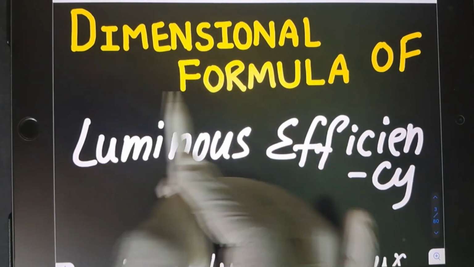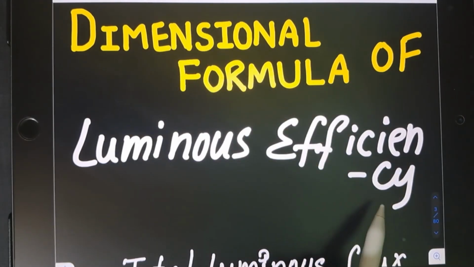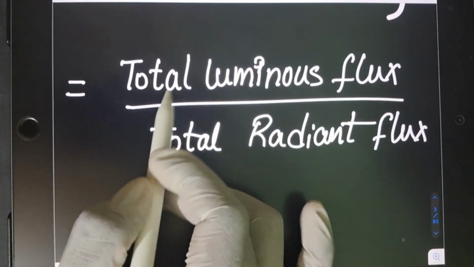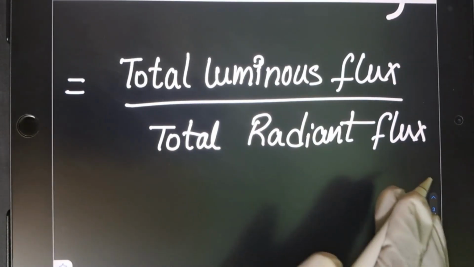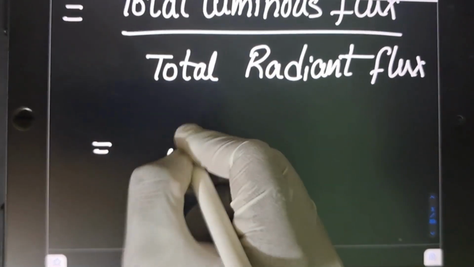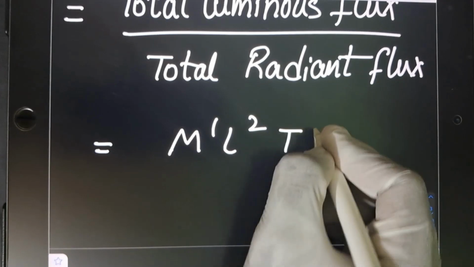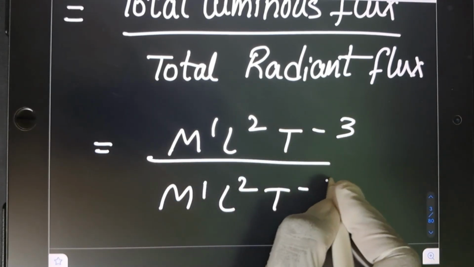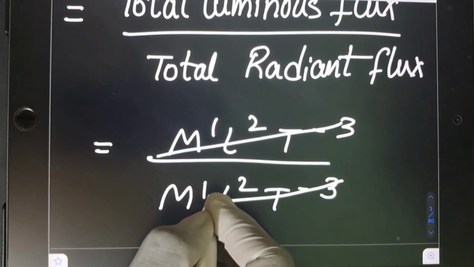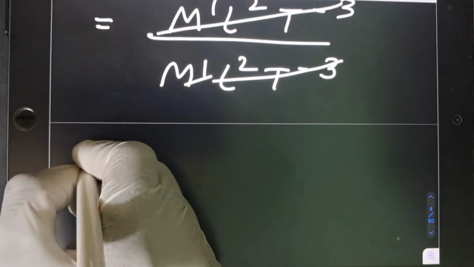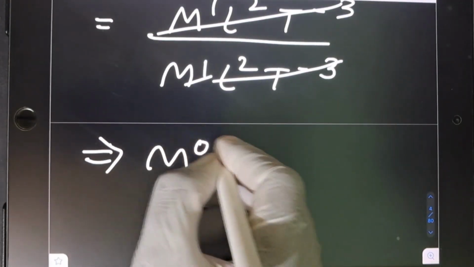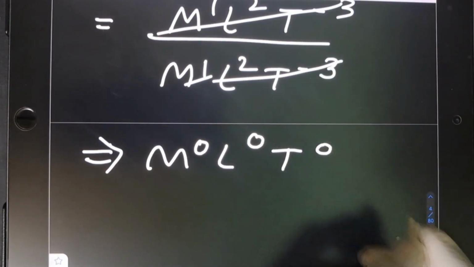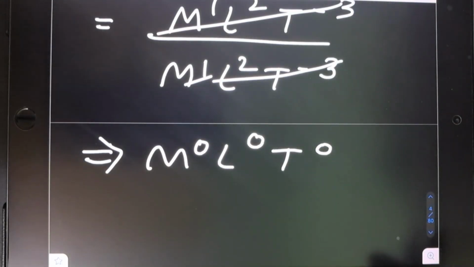To find the dimensional formula of luminous efficiency, the formula is total luminous flux divided by total radiant flux. Luminous flux dimensional formula is M power 1, L power 2, T power minus 3. The radiant flux is also the same, M power 1, L power 2, T power minus 3. So on cancellation, we get M power 0, L power 0, T power 0. There are no dimensions. It is dimensionless.